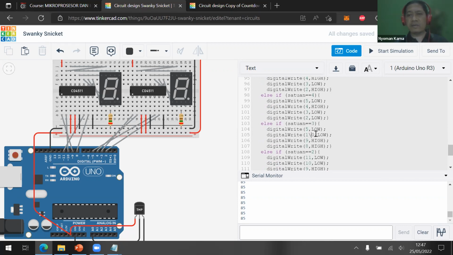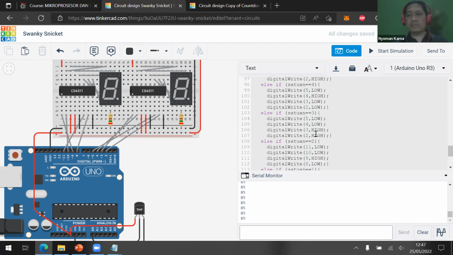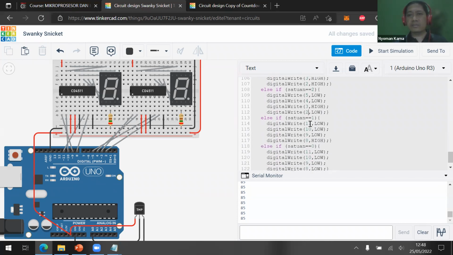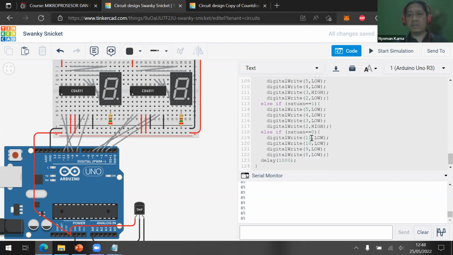5, 4, 3, 2. And 5, 4, 3, 2. Then 5, 4, 3, 2. Then the last one is 5, 4, 3, 2.